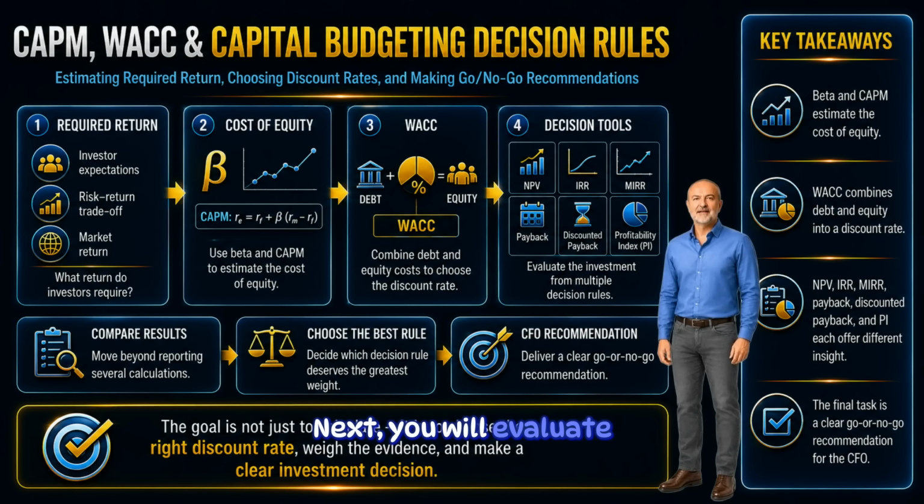Next, you will evaluate investment opportunities using net present value, internal rate of return, modified internal rate of return, payback, discounted payback, and the profitability index. Your task will be to move beyond reporting several calculations. You must determine which decision rule should carry the greatest weight and give the CFO a clear go or no-go recommendation.